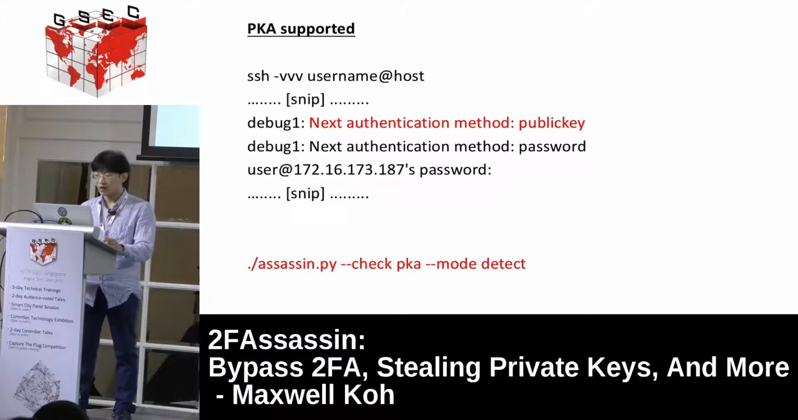Besides enumerating for live hosts on the network, we also need to find out which host is accepting key-based authentications. If a host does not support PKA, there is no way we can authenticate it using a stolen private key. So how do you know if a host supports PKA?